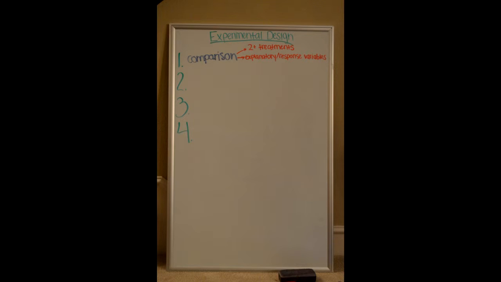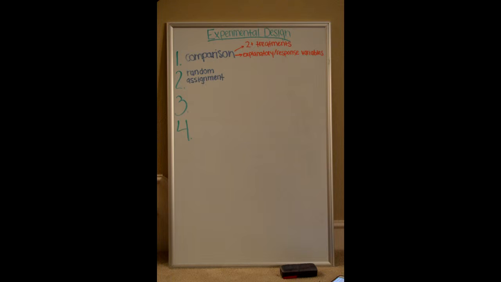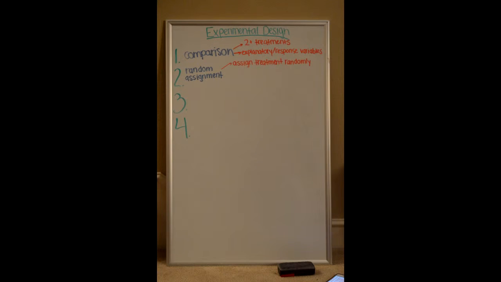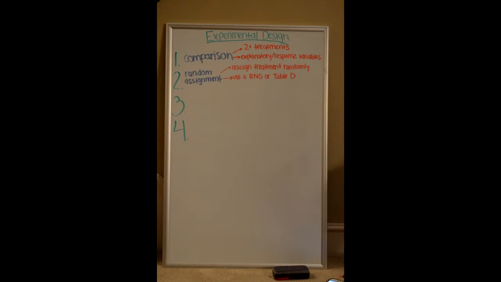The second part of experimental design is random assignment. Experimental units should be randomly assigned to treatment groups. You can do this by using a random number generator on your calculator or computer, or using Table D. If you want to use your calculator to randomly assign treatment, you will need a random integer generator. To do this, on the TI-84, click the Math button and toggle to the prob function in the top right. The function that you need is number 5, the random integer generator.